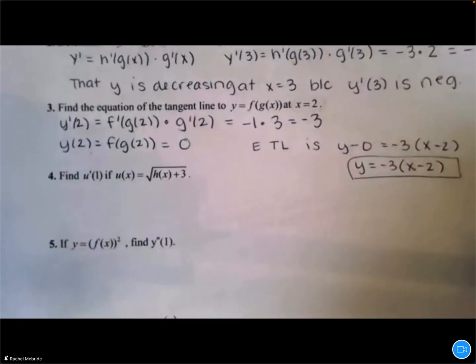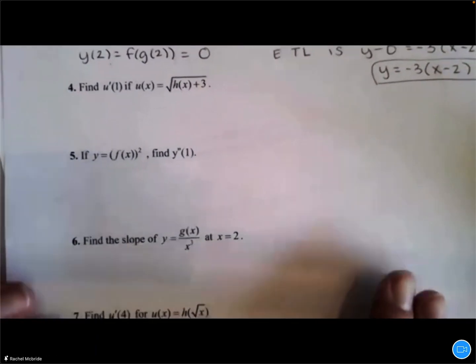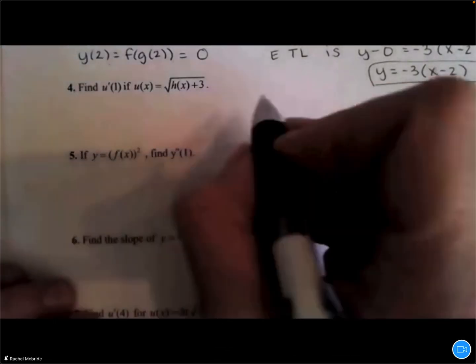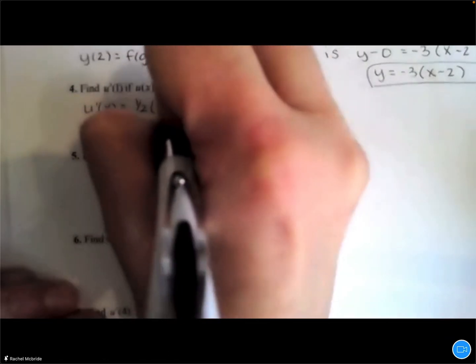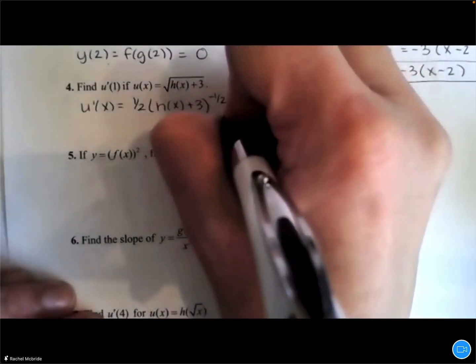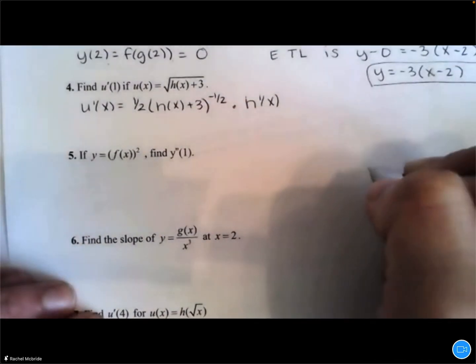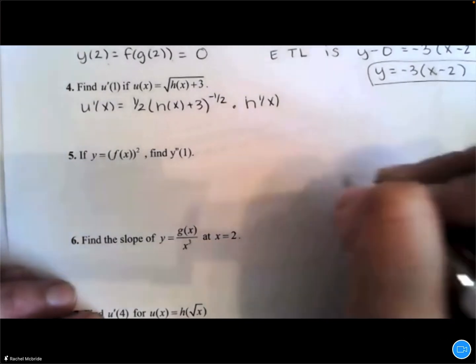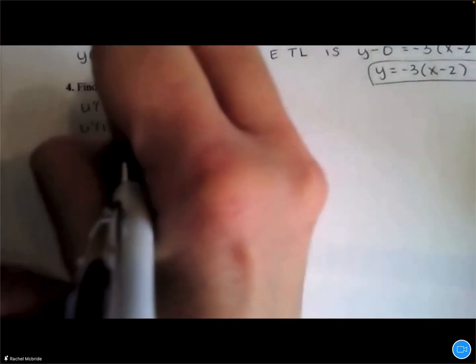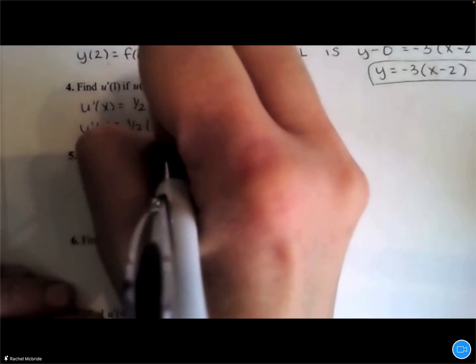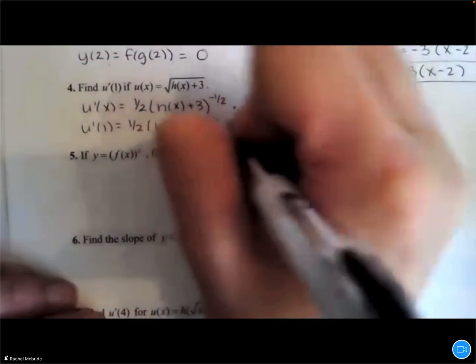Okay, example 4. Find u prime of 1 for u of x. So u prime of x is equal to 1/2 h of x plus 3 to the negative 1/2 times derivative of the inside, which is h prime x. Derivative of 3 is gone. U prime of 1 is 1/2 h of 1 plus 3 to the negative 1/2 times h prime 1.